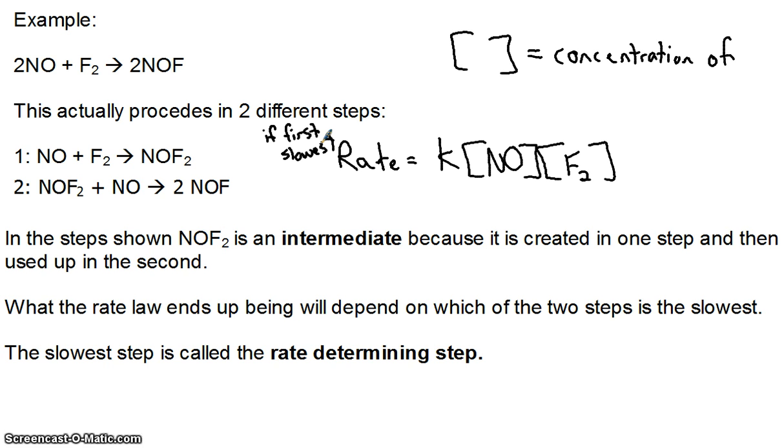If the second step was slowest, you get a different rate law, because in the second step there's still an NO, but then there's NOF2. And how much NOF2 is there depends on the first step. So if the second was the slowest, your rate law would more likely look something like this.